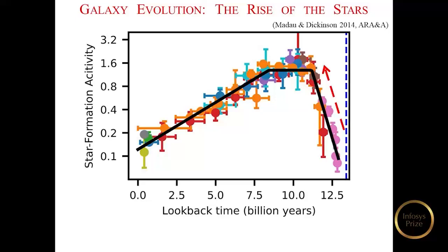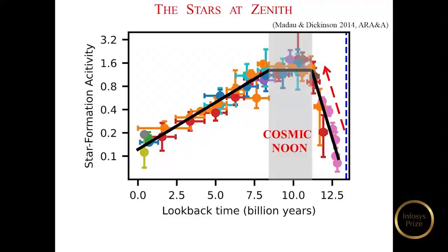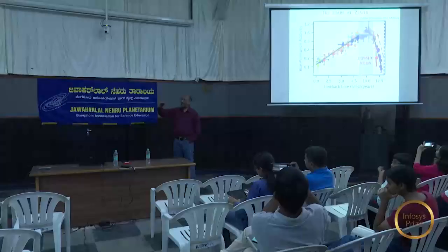And so the star formation activity was very low in the beginning. 13 billion years ago, there were very few stars forming. And then it kind of rose. Right? And it rose until about 11.5 billion years ago. And then there's this really funny plateau that you see over here, which is often called the epoch of cosmic noon. That's the epoch at which star formation activity in the universe basically was flat. It didn't change very much.